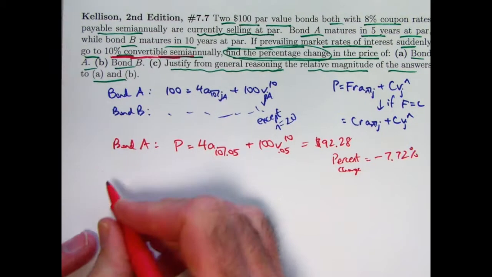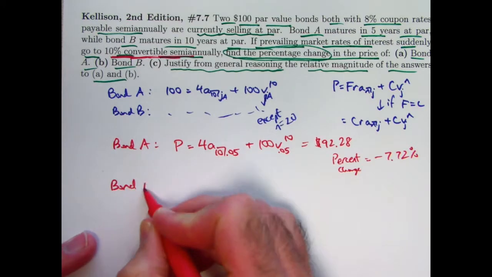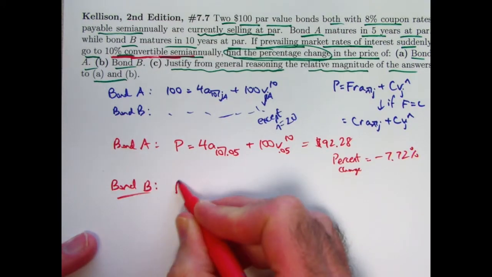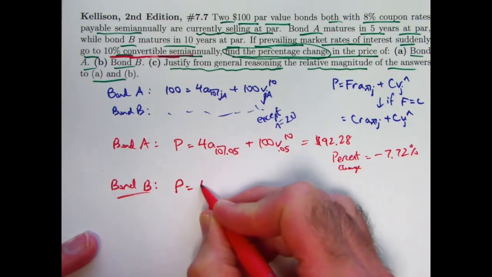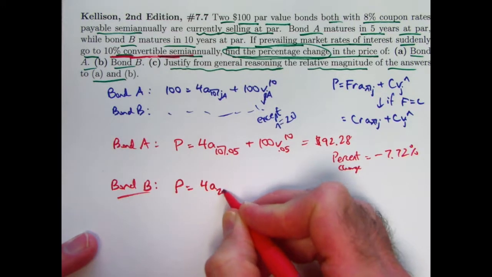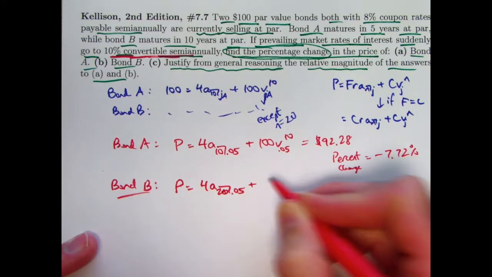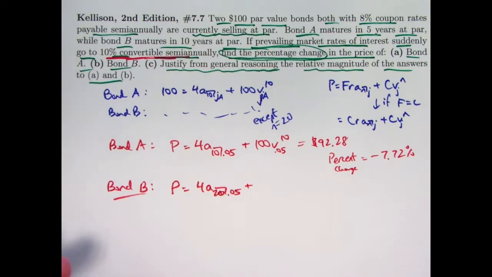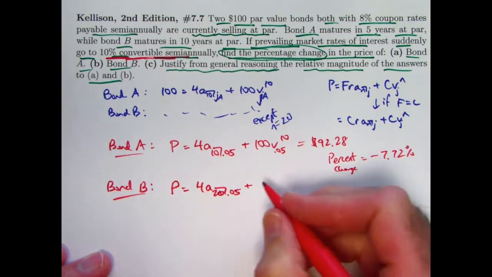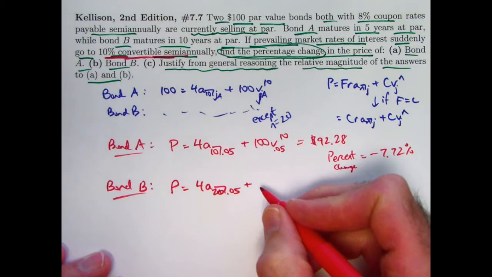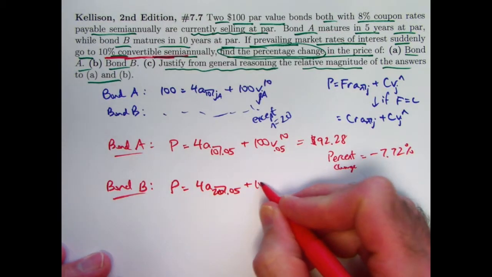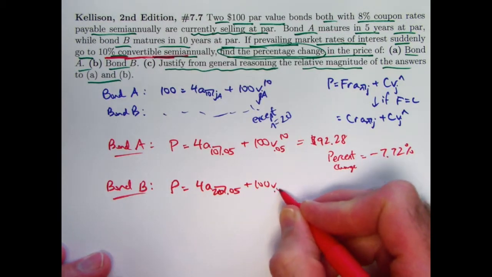What about bond B? The difference is N is now 20. The yield rate is now not the same as the coupon rate. As happened with bond A, we should not expect the price to be par anymore. It's going to go down. It's going to be priced at a discount in both of these situations.